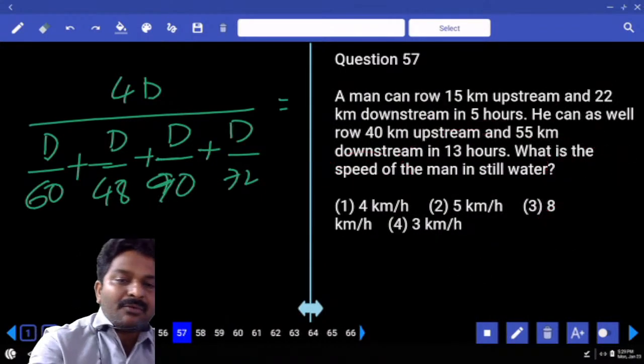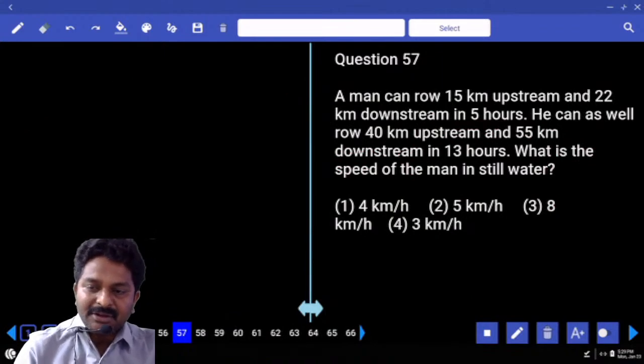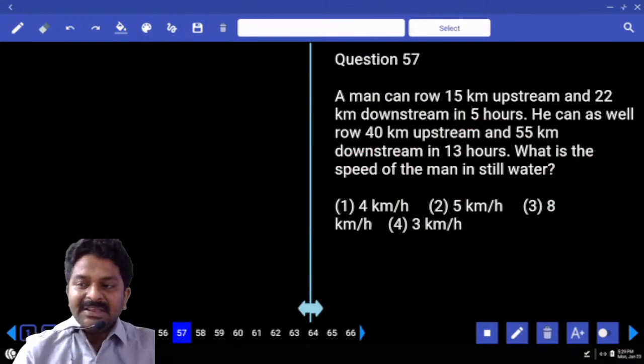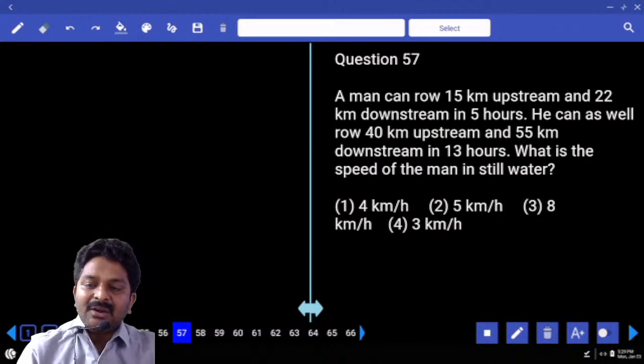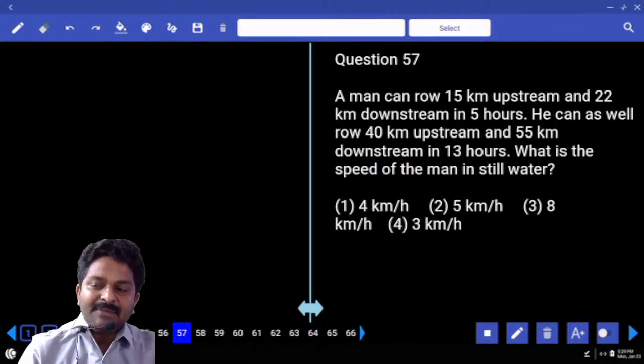A man can row 15 kilometers upstream and 22 kilometers downstream in 5 hours. He can as well row 40 kilometers upstream and 55 kilometers downstream in 13 hours. What is the speed of the man in still water?